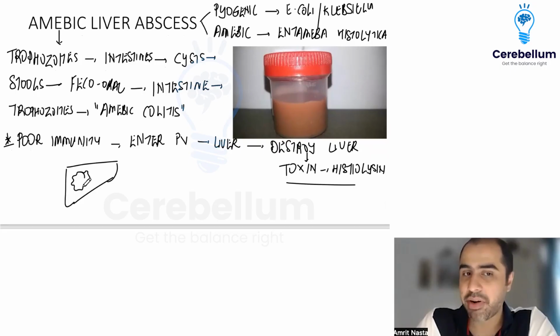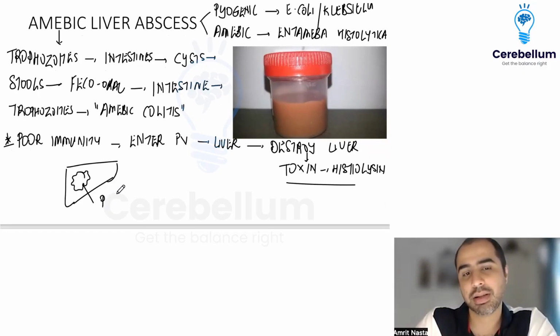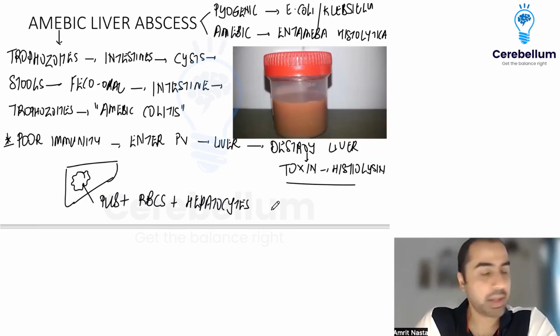This abscess cavity is not going to have only pus. It will have pus, but it will also have RBCs. It will also have dead hepatocytes. All of this mixed together. This looks like this, which is called anchovy sauce pus.